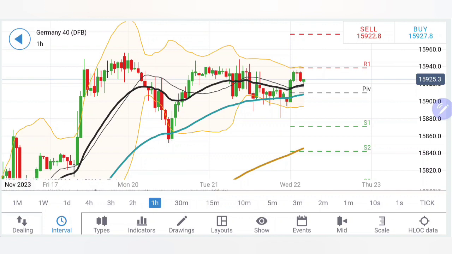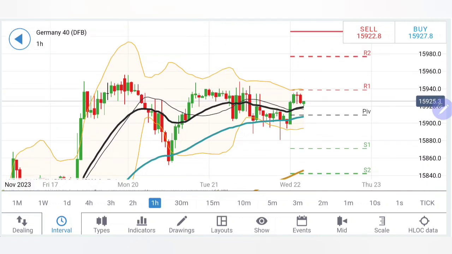Now, first, let's have a look at the hourly charts. On the hourly charts, we have seen DAX staying within the zone here. It has traded slightly bearishly, but see, 15,900, 15,880 proved to be a great support, as we discussed yesterday. Now, on the upside, we all know the 15,940, 960 zone is where we have maximum resistance.